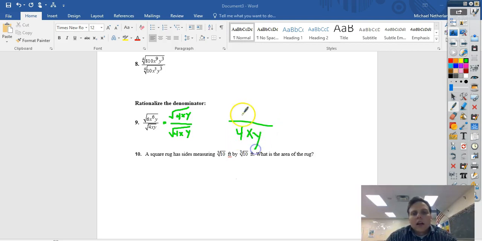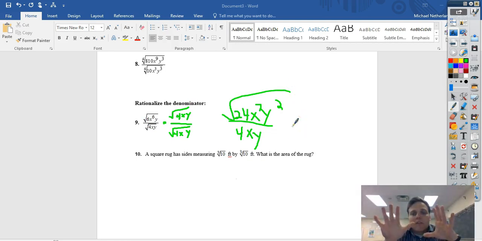And then in the numerator, well, 4 times 6 is 24. x to the 6th times x is x to the 7th. Y times y is y squared. So I have the square root of that. So now I've rationalized. If all I did was rationalize, didn't actually simplify, which is what I have going on here, bam, that would be it. Okay? All right, let's look at problem number 10.